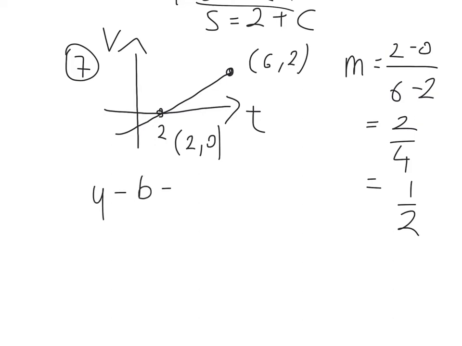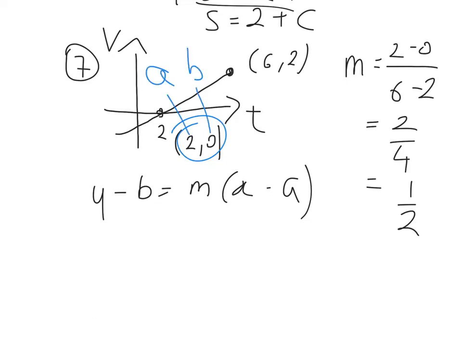Y minus b equals m bracket x minus a. Choose one of the points and label it a, b. I'm going to choose this point here and label it a, b. So y minus 0 equals 1/2 bracket x minus 2.